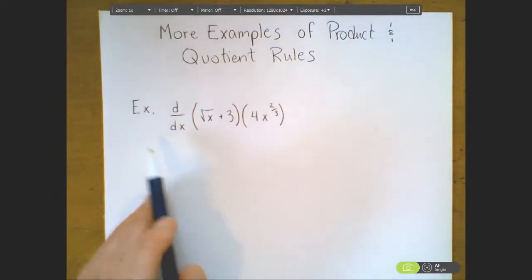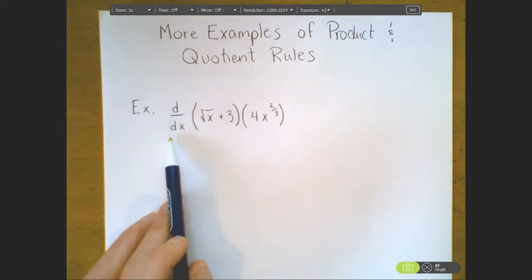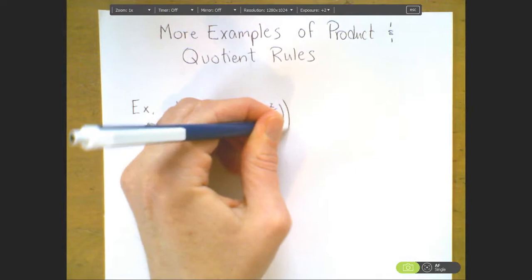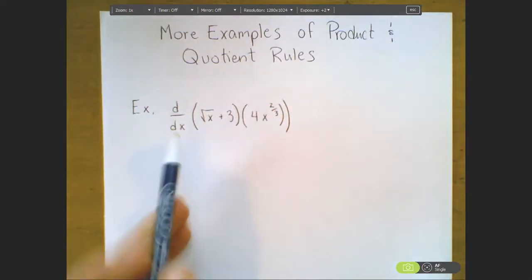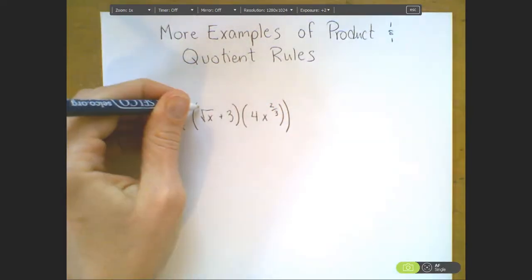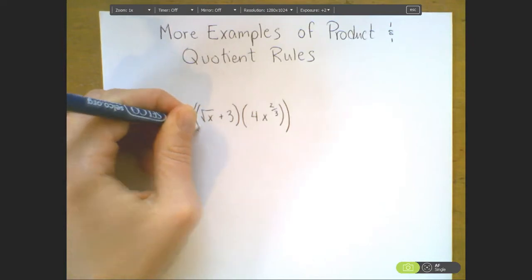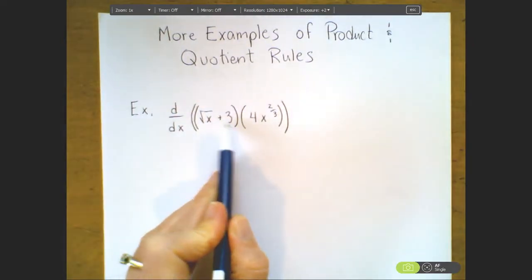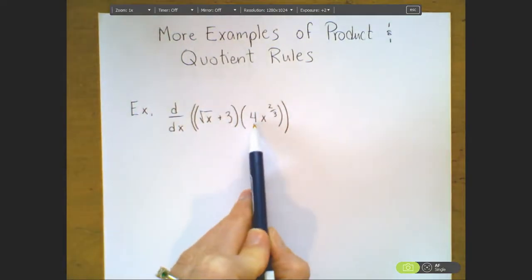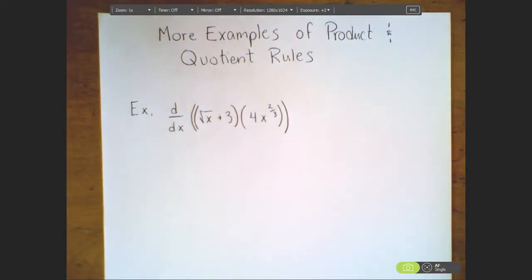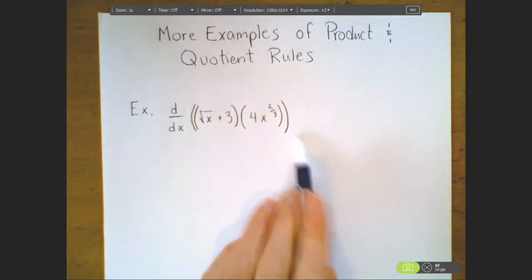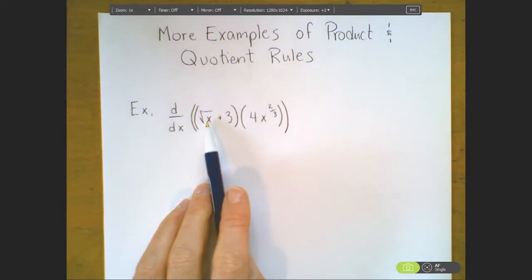For our first example, let's look at the derivative of the square root of x plus 3 times 4x to the 2/3. And before I start computing this derivative, I don't like square roots because it's hard to do power rule on something that has a root sign.